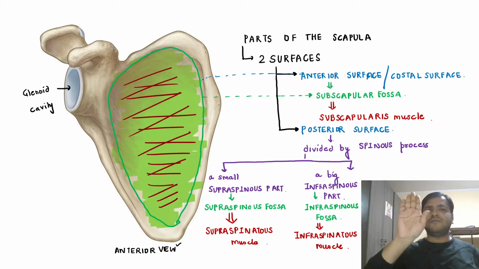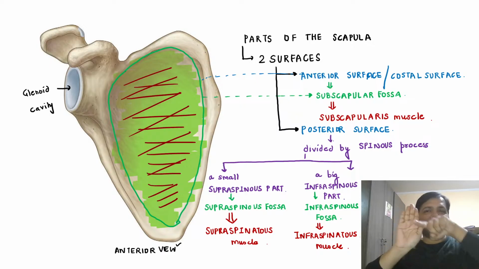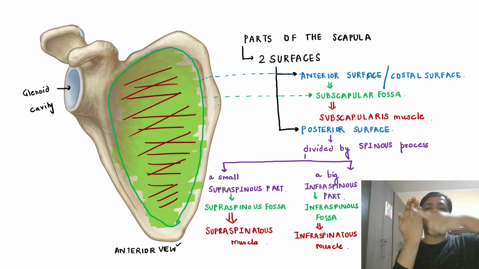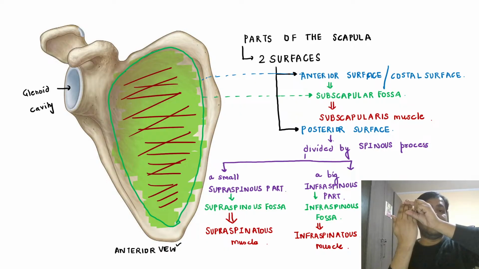So we have two surfaces. The anterior surface, also known as the costal surface because ribs are passing, so इसको costal surface भी बोलते हैं. It has a fossa called the subscapular fossa, and a muscle originates over here, called the subscapularis muscle. The posterior surface is divided by the spinous process into a small supraspinous part above and a big infraspinous part below.